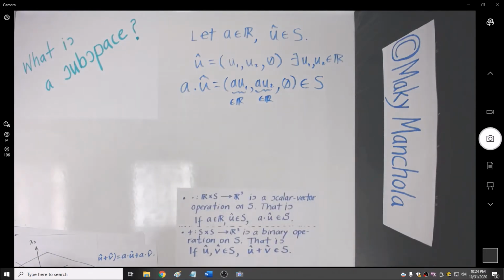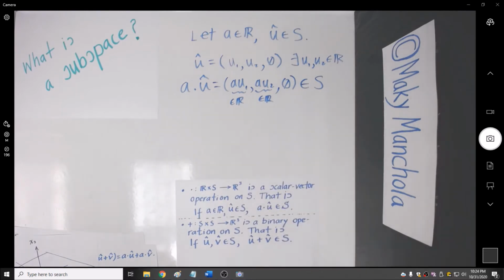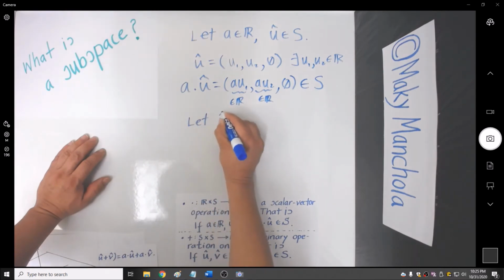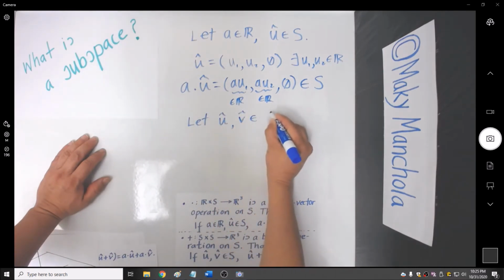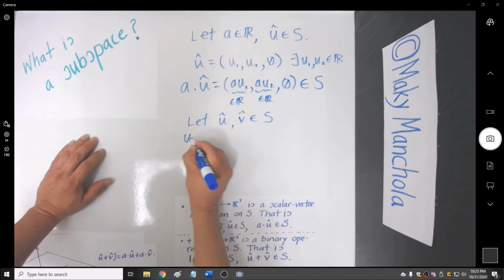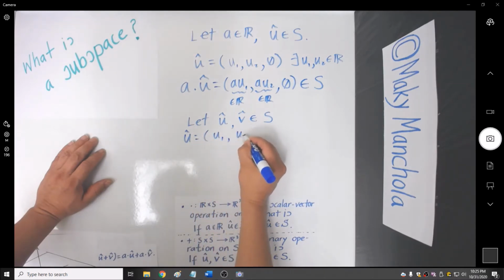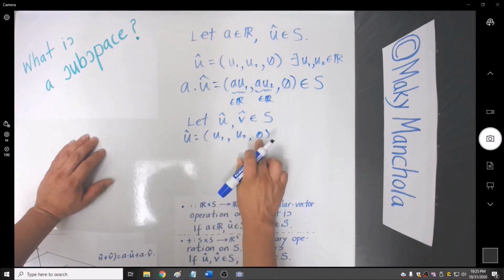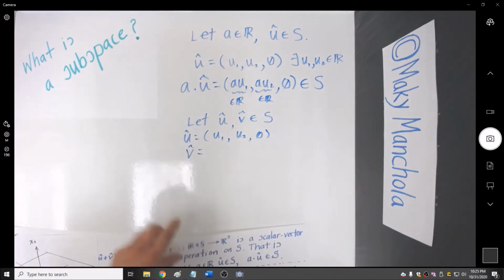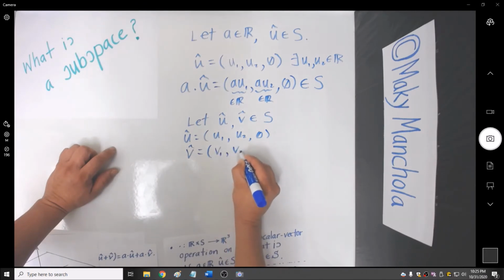Second property, I want to pick two elements in S, and I want to show that their sum is also an element in S. So let U, V be elements of S. In this case, U is going to be u1, u2, comma, 0, because it's an element in S, the last entry will be 0. V is also of that same form, v1, v2, 0.